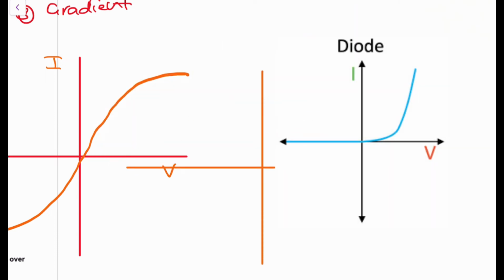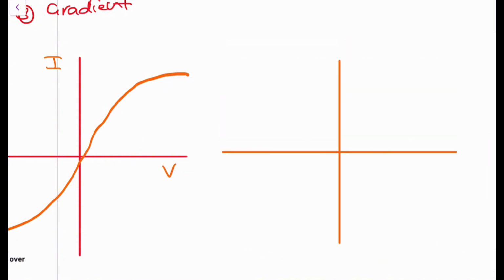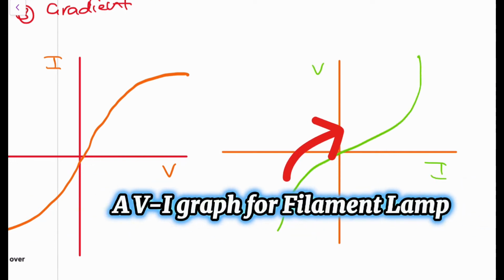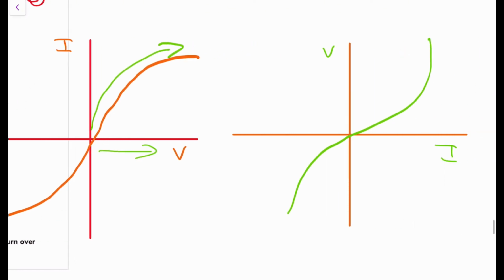So a V graph is going to look a bit different, right? Because if an IV graph has to look like that, a V graph has to look something different. So a V graph is going to look like this. Okay, so we're going to have V here, then we're going to have I here, because it's going to move like this, and then there's going to be this curve, which is going to move like this, and then you're going to have this curve, right?